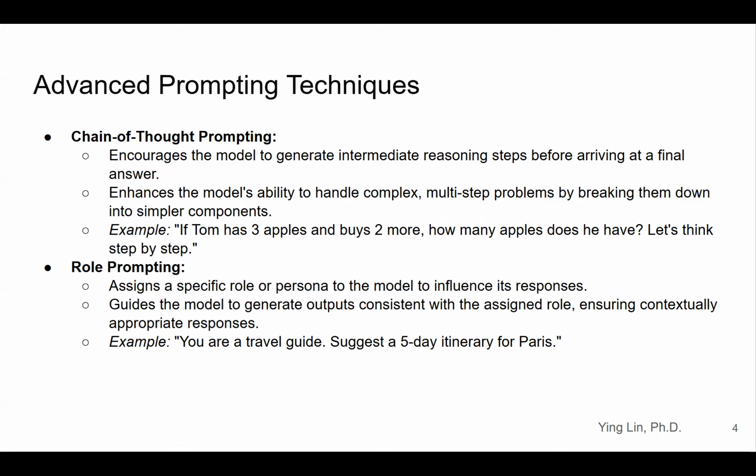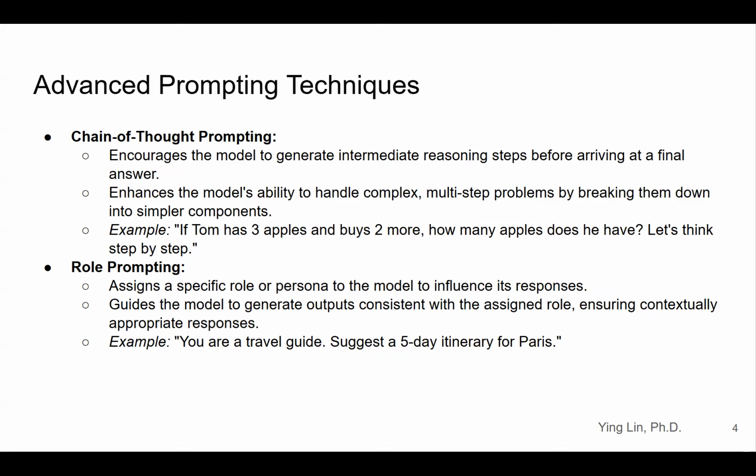Chain of thought prompting encourages the model to generate intermediate reasoning steps before reaching a final answer. It breaks complex problems into smaller parts, improving accuracy and logical consistency. So, for example, if Tom has 3 apples and buys 2 more, how many apples does he have? Let's add this key sentence to the prompt: let's think step by step.